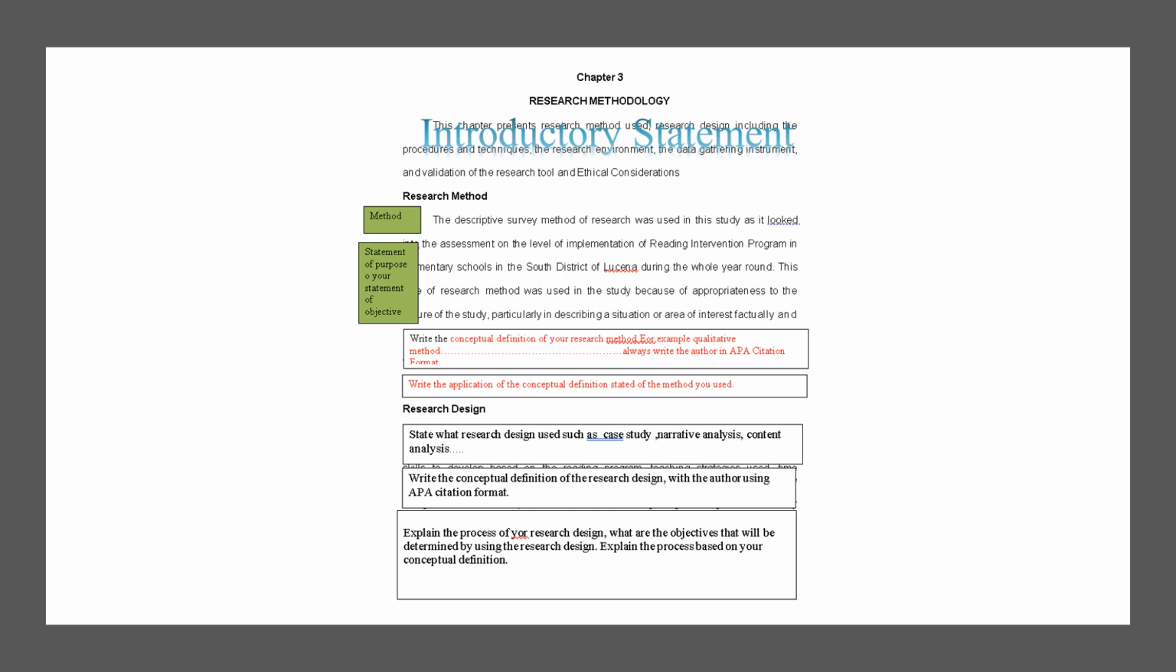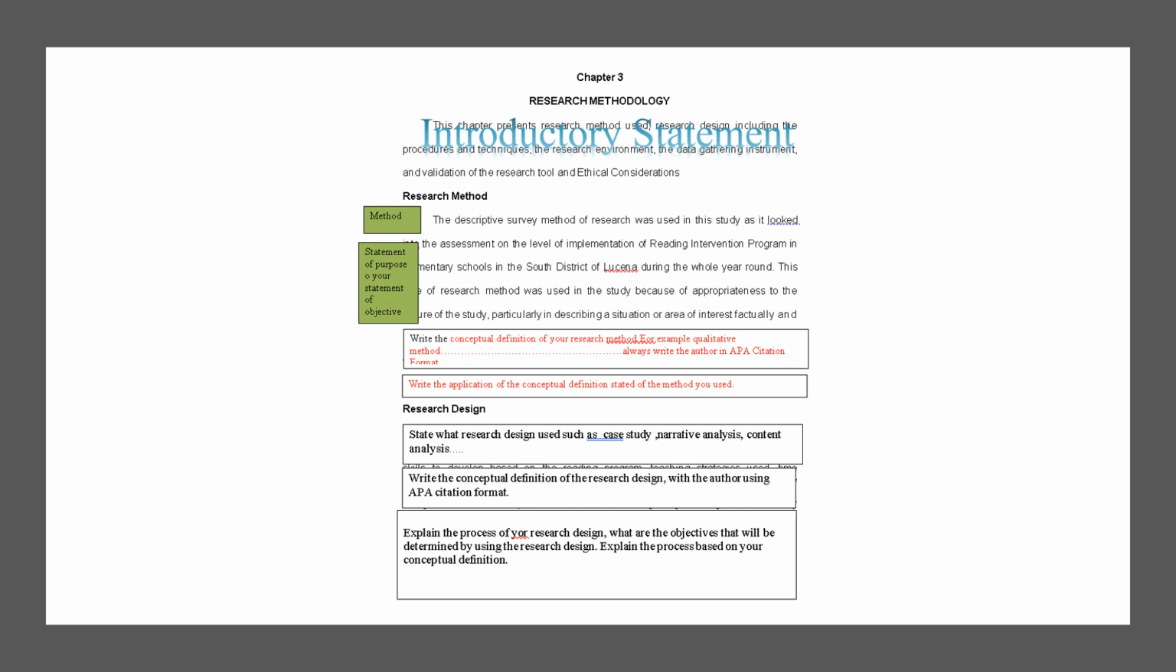Okay, so in research design, you have to again state what research design you use. For example: case study, narrative analysis, content analysis, what you learned from our lecture. So choose one for your study. What design is applicable to your study? Then write again the conceptual definition of the research design, again with the author and again with APA citation format.